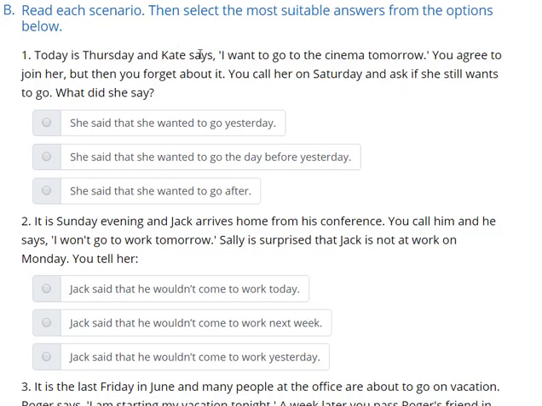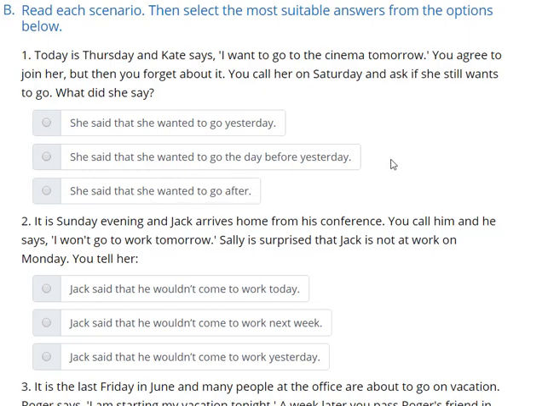Thursday, Kate says, "I want to go to the cinema tomorrow." What is tomorrow from Thursday? So it's Friday. You agree to join her, but then you forget about her. So you call her on Saturday, and you ask if she still wants to go. What did she say? She said that she wanted to go yesterday. She said that she wanted to go the day before yesterday. She said she wanted to go after.